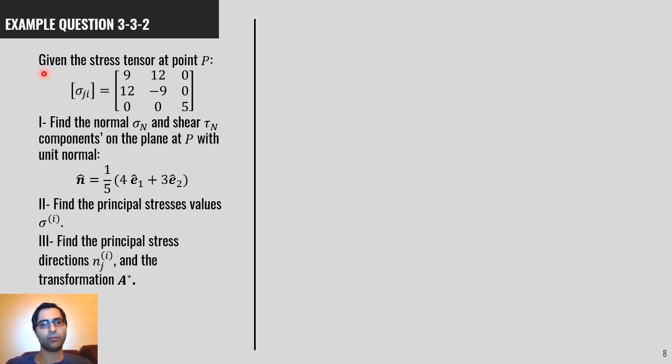Here is an example. Given the stress tensor P, find the normal sigma n and shear tau n components on the plane at P with unit normal n. Then find the principal stress values sigma I and the principal stress directions nj of I, and also the transformation matrix A star.